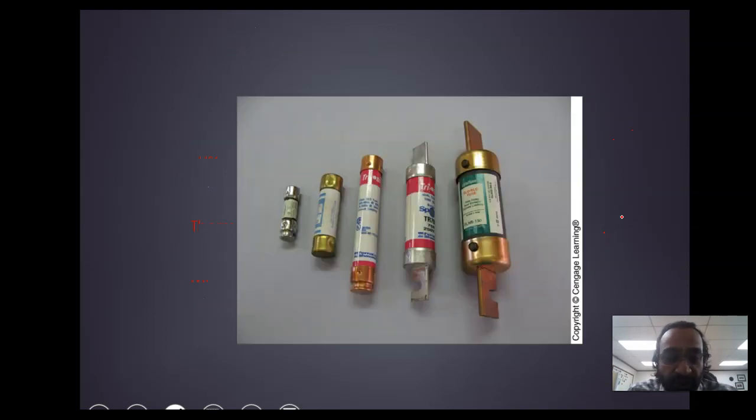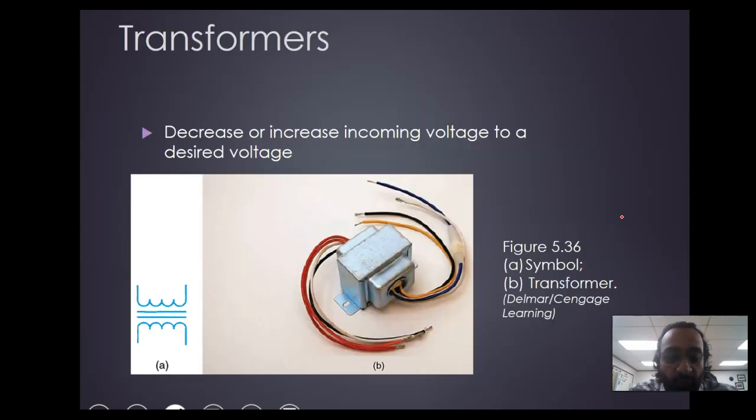These are pictures of fuses. Some of them you can replace the filament inside, and some of them you have to completely replace. Transformers. What do transformers do? Again, they change power and voltage from lower to higher, higher to lower, and this is the sample for a transformer. What is your primary? Whatever you put in is primary, whatever you get out is secondary.